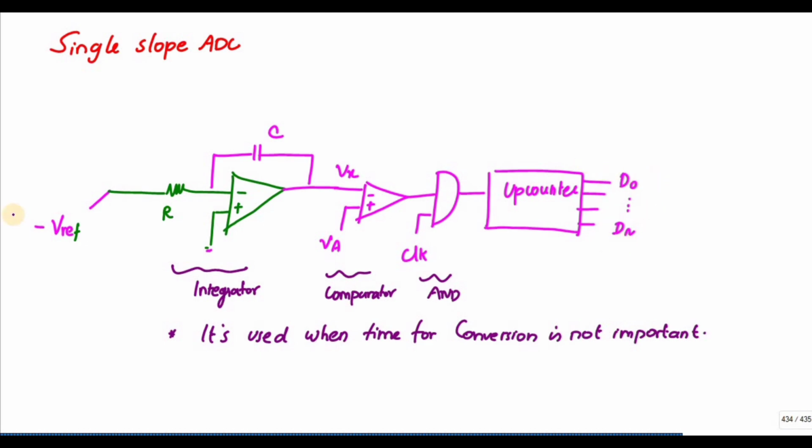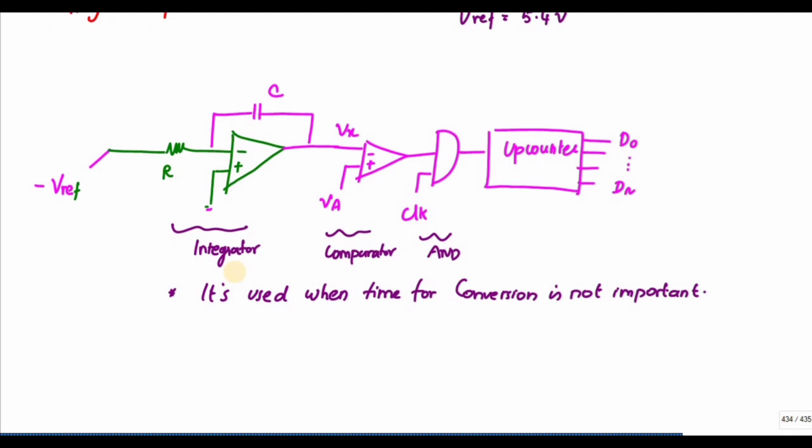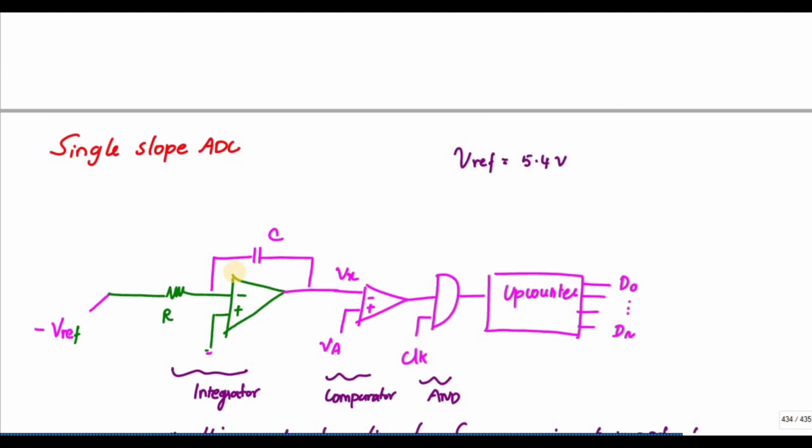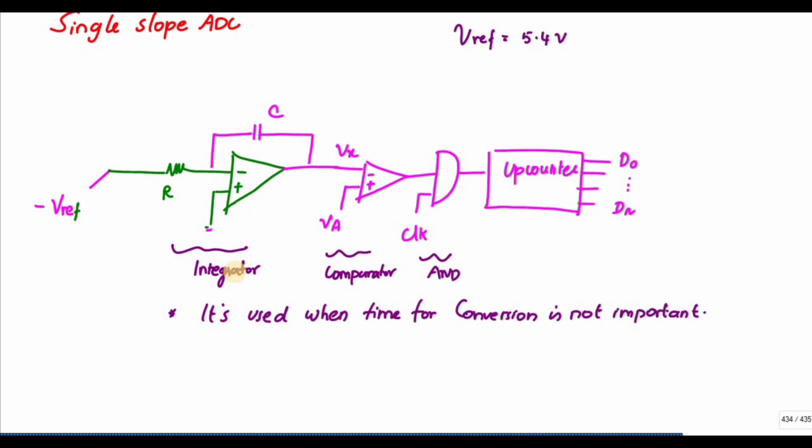Consider my V reference signal is 5.4. Okay. So let me consider this V reference. This is the signal which I want to convert. The single slope ADC is used whenever the time of conversion is not important, because it takes a lot of time to convert from analog signal to digital signal. So let us discuss why it is so.